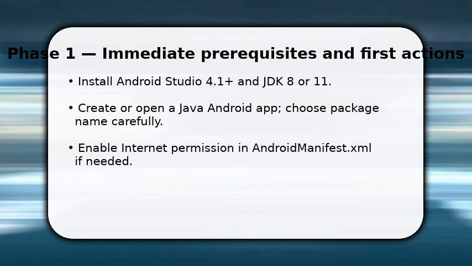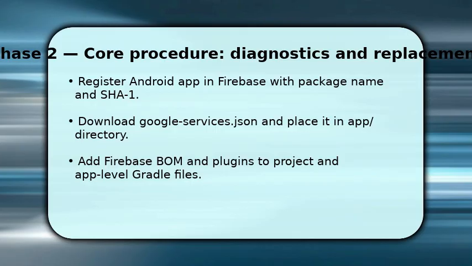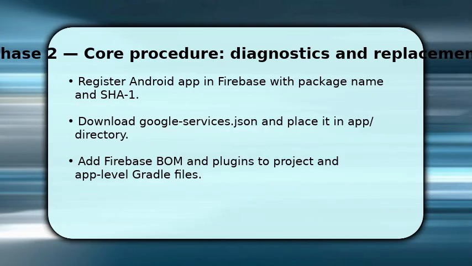Now register the Android app in Firebase, enter the exact package name, and add the SHA1 from your debug or release keystore. Once Firebase generates Google services JSON, download it and drop it into the app/ folder. Don't rename it. Then modify project level build.gradle to include the Google services classpath and update app level build.